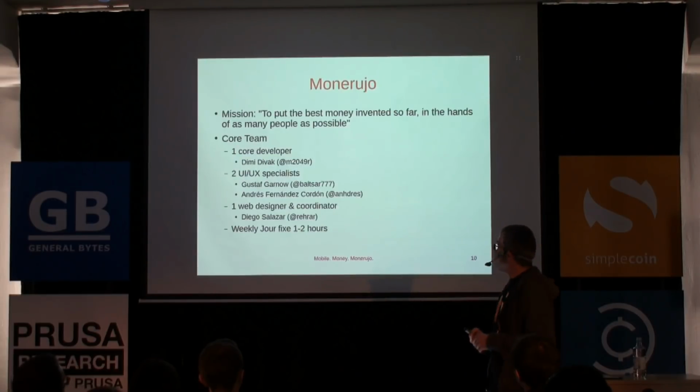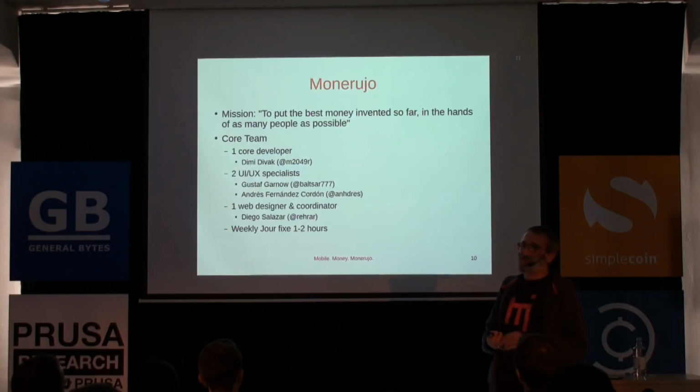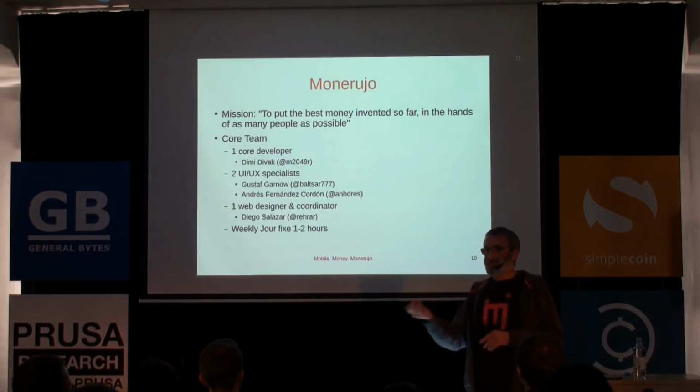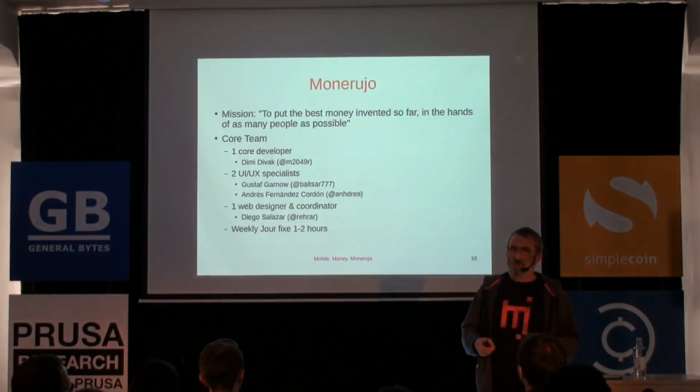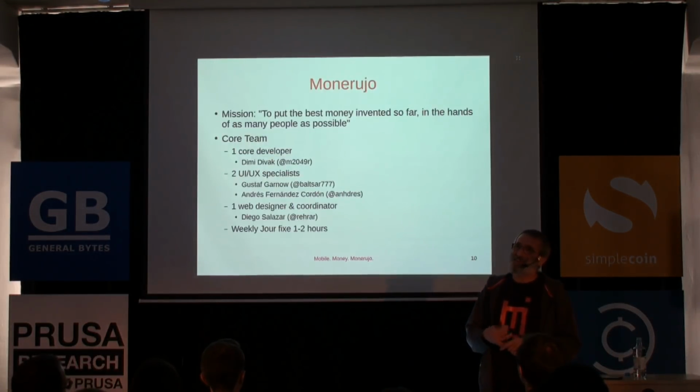Monerujo, we have a mission. Our mission is to put the best money invented so far in the hands of as many people as possible. So it is a coincidence that we're doing this on Android, which has 70% market share for mobile devices. But the actual reason is I can't do iOS. I don't know, it's a jail for me. So it's good that this is our mission. And we believe, of course, that Monero is this best money invented so far.